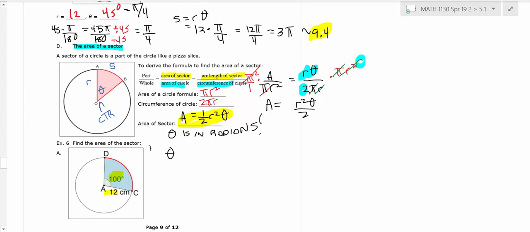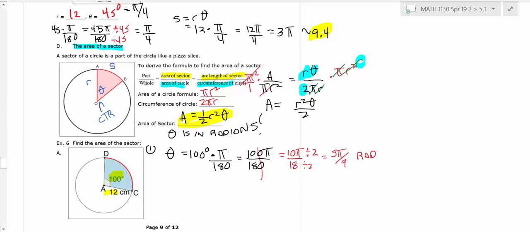So step 1, theta is 100 degrees. Multiply that by pi over 180 to get that into radians. You can reduce the fraction, or you can bypass that because I'm going to want you to get a decimal anyway. So I'm going to cancel that out, and that would be 10 pi over 18. Then I can divide by 2, reducing the fraction, so that will be 5 pi over 9 radians. Sometimes on your homework, they might want the answer exact with pi in it, and sometimes they might want a decimal. So I'm going to get the exact answer, and then we'll use a decimal too.